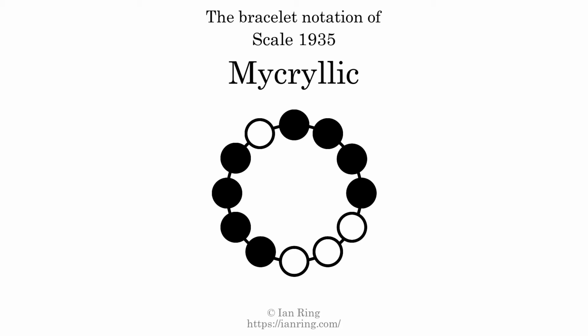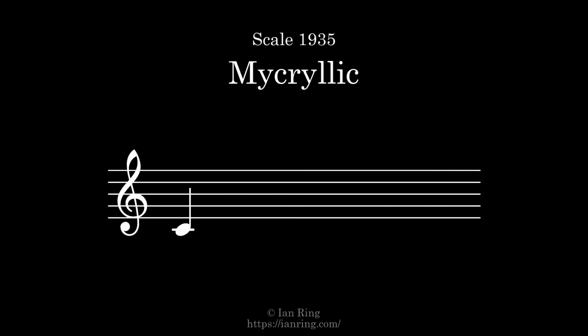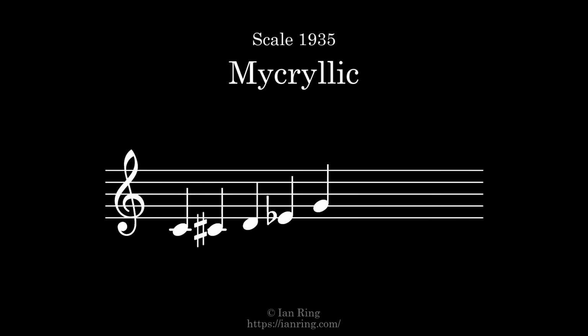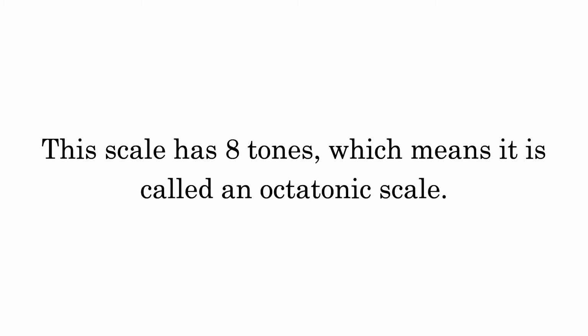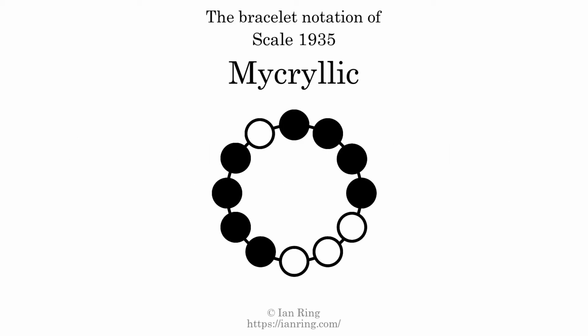1935, Mycryllic, which sounds like this. This scale has 8 tones, which means it is called an octatonic scale. This is a bracelet notation diagram of scale 1935. The shaded circles represent tones that appear in the scale, and they are read clockwise, starting at the top.